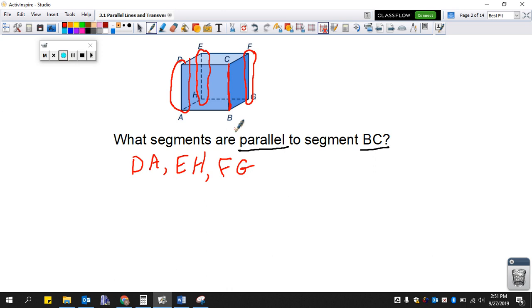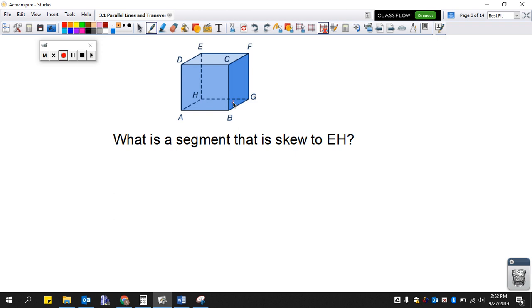All the other edges in this cube are going to be either intersecting or skew to the line segment BC. The next problem we're going to be looking at is, what is a segment that is skew to EH? Well, EH is this back left corner, right back here. EH is this line here.